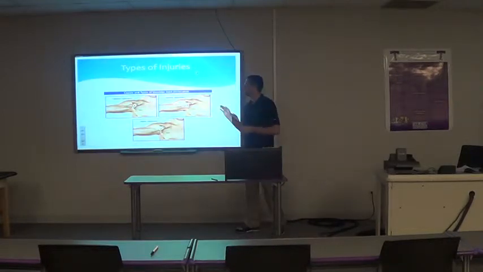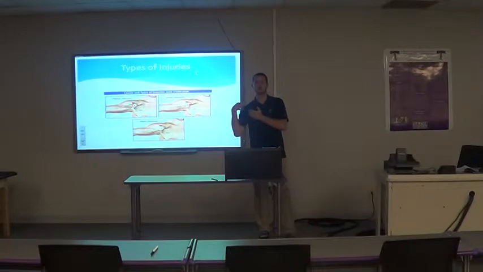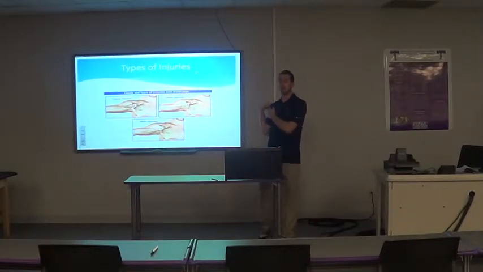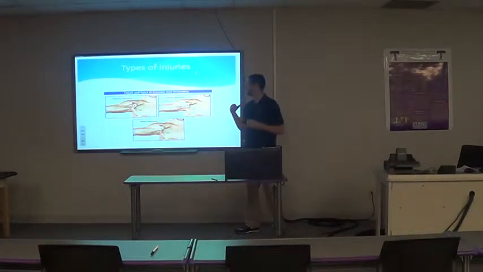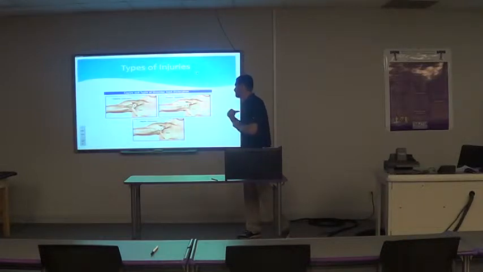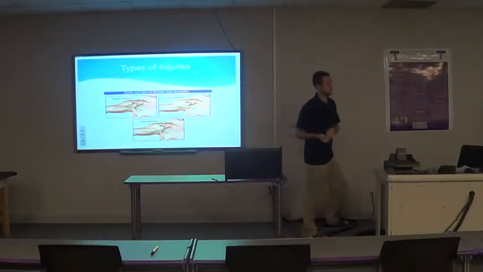There's three different types. There's posterior dislocation, which is where the head of the humerus goes out the back of the glenoid, back of the shoulder joint. Anterior dislocation is where it comes out the front side, and then inferior dislocation, in which it goes out the bottom.